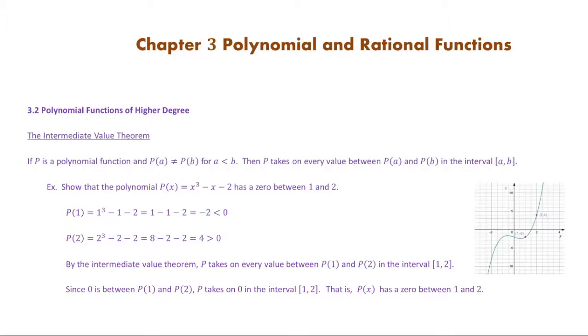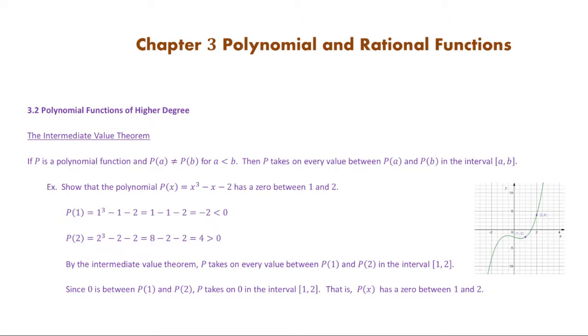We're going to pick x equal to 1, x equal to 2 on the curve. And then evaluate the function value at those two points. So p of 1 equal to 1 cubed minus 1 minus 2. Just plug in 1 for x in p. And 1 cubed is 1, so you get 1 minus 1 minus 2, which is negative 2, so that's negative. So this point is below the x-axis on the graph, right?